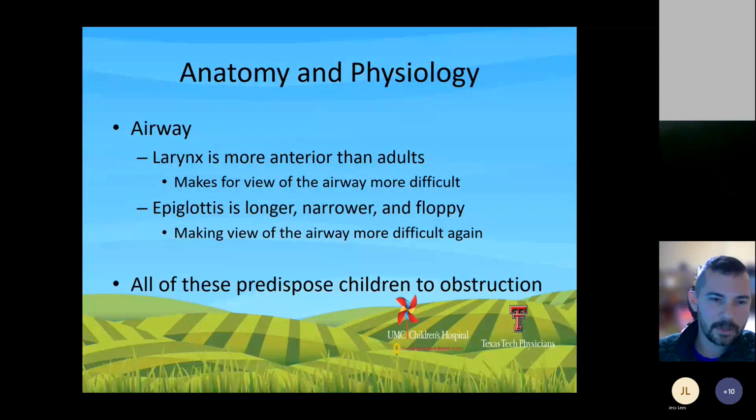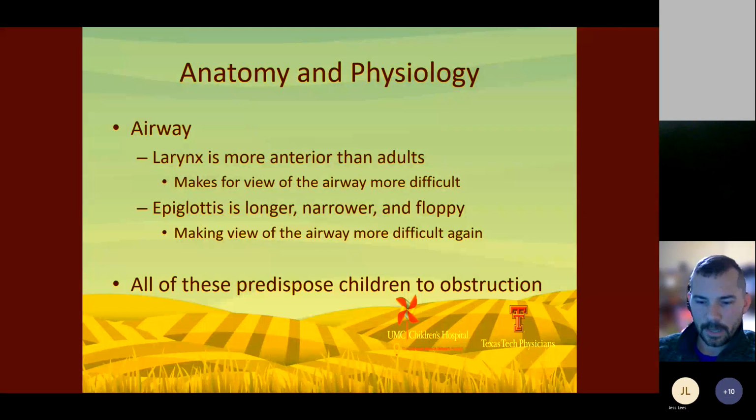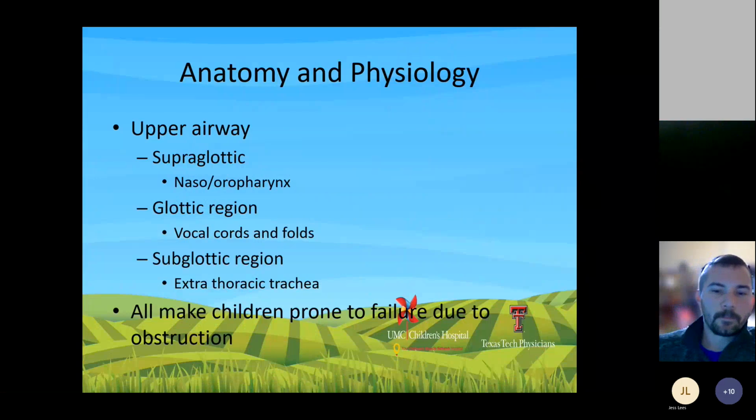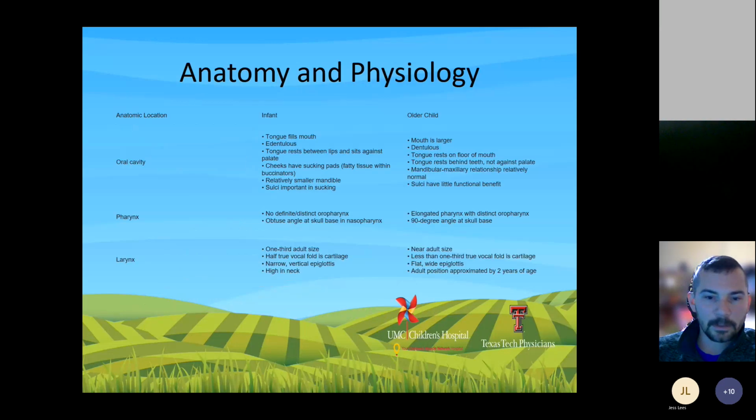So obviously, obstruction is a big deal in kids. We'll talk real briefly about the different parts of the upper airway: the supraglottic region, the glottic region, the vocal cords and folds, and the subglottic region, all different regions that can cause various obstruction sites. And so all of those make children prone to obstruction. As we said, we'll look at a quick list. The oral cavity in an infant, that tongue is quite large for the size of the infant. Kids have large heads and we grow into them. And so we have to think about the anatomy of all of that.